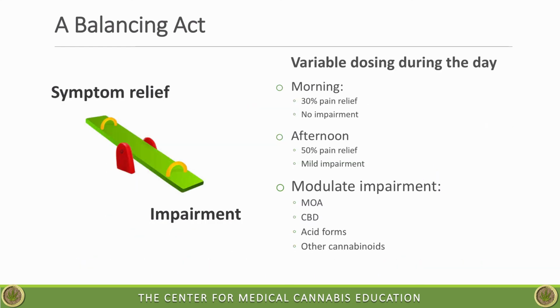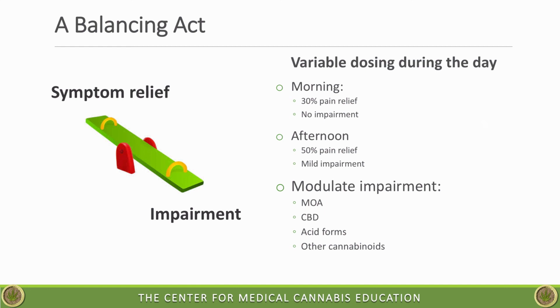When it comes to using THC, it can be a bit of a balancing act between symptom relief and impairment. Many patients are able to achieve adequate symptom relief without experiencing any impairment whatsoever, but others may need to tolerate some degree of impairment in order to achieve an adequate degree of symptom relief.